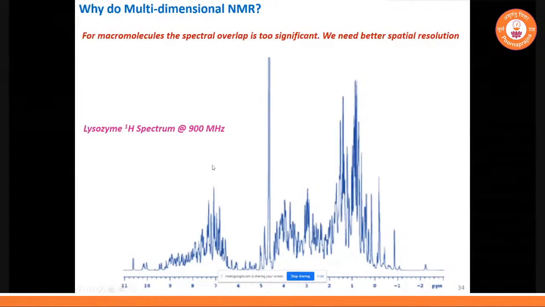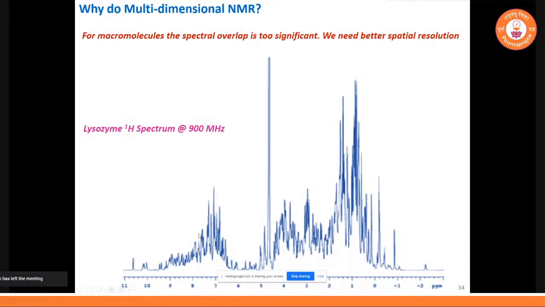So now, coming to that, why do we need multi-dimensional NMR? For smaller molecules, okay, but if you go for macromolecules like protein, it's a big molecule. For example, this is the lysozyme, an enzyme, and its proton spectrum at a 900 megahertz machine. That means very high field, but still we will not get resolution. So many signals are there. So how to assign this one?